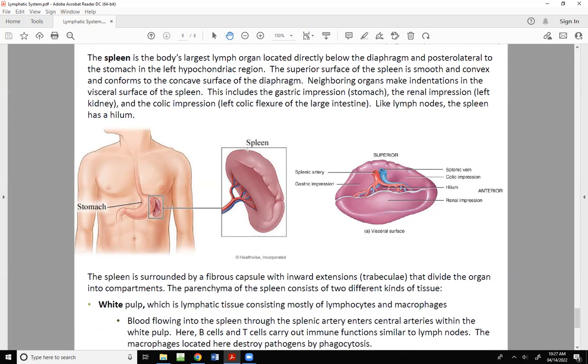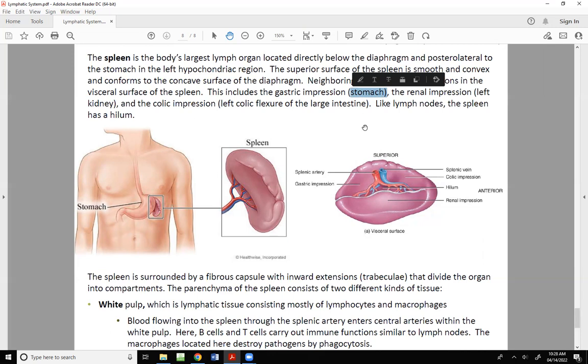The superior surface of the spleen is nice and smooth and convex to conform to the concave surface of the diaphragm. Here we can see just how nice and rounded it is, which is pretty handy because it nestles in very nicely with the diaphragm. There are some special indentations on the spleen due to neighboring organs crowding in on it. Those impressions have special names. The gastric impression is a result of the stomach pushing in on it.